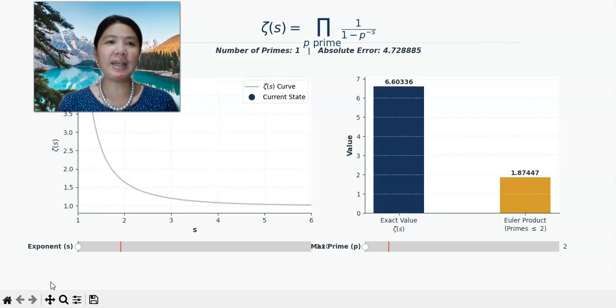In this session, I will share my excitement when Gemini AI was able to provide a Python script that helped me visualize the Riemann zeta function and the Euler product function. So let me tell you more about it.